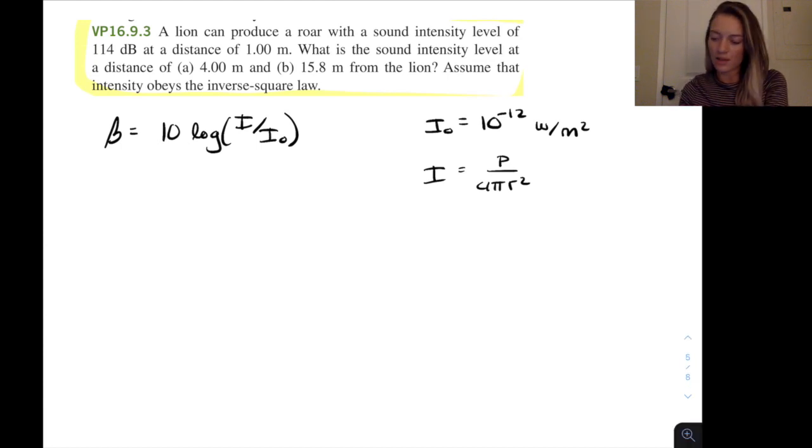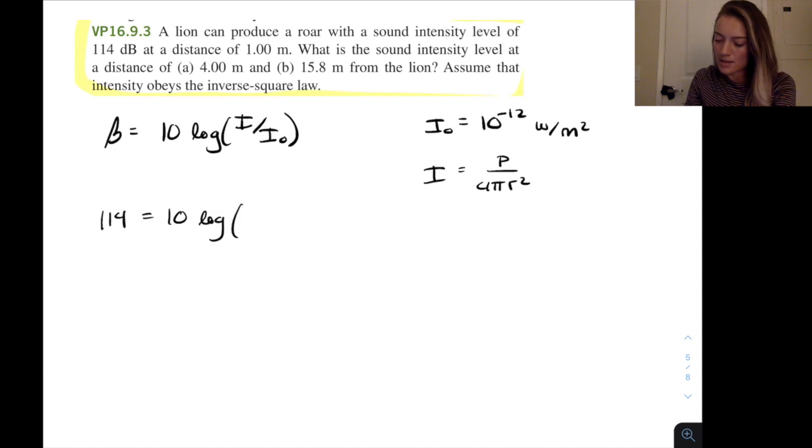We have to do a little bit of algebra for this, so let's find the power output with our initial 114 decibels. I'll just write it like this. We have 114 decibels equals 10 times log of the intensity, which is the power over 4 pi r squared, over I naught. And then I can just solve for power now, right? Because I can replace I naught with 10 to the negative 12. And in this first case, we're only 1 meter away, so this r squared is just 1.